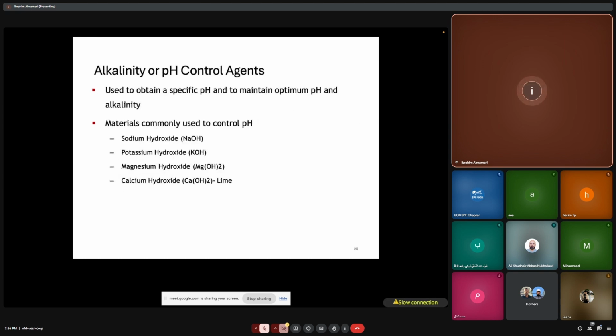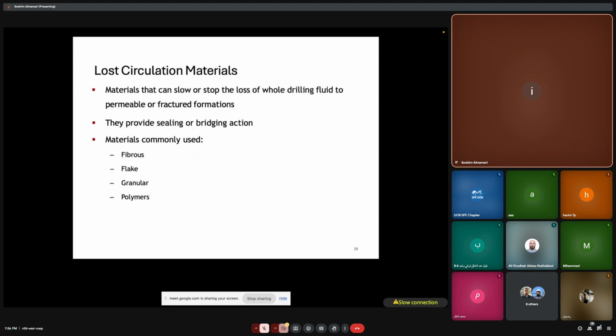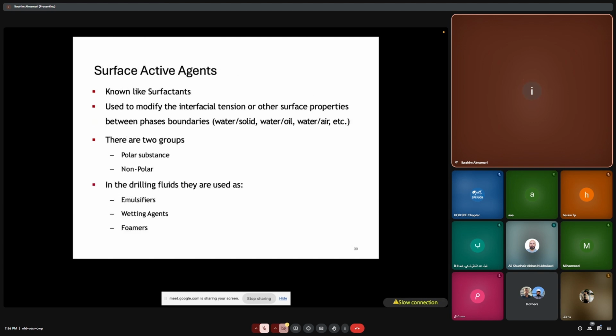You have salinity and pH control agents: magnesium oxide, or they call it caustic soda, calcium hydroxide, potassium hydroxide, so you have OH ion to increase the alkalinity. You have lost circulation material, and this sometimes comes as calcium carbonate with different sizes. Surface active agent, surfactant, it's soap in short.